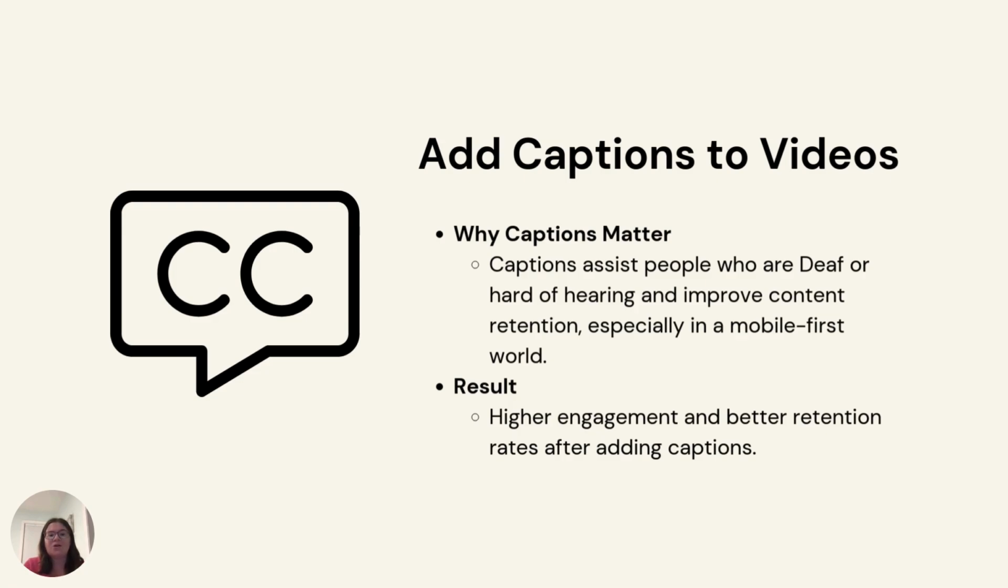Tip number two, closed captioning. So, closed captioning helps people who are deaf or hard of hearing improve content retention, especially in a mobile first world. It's so important that every piece of content you put out is accessible to everyone. And as an added bonus, adding closed captioning actually helps with higher engagement and better retention rates because we live in a world where a lot of people are actually watching videos without sound. So, by adding the captioning, you're including more people to enjoy your content than you would if you didn't do it.